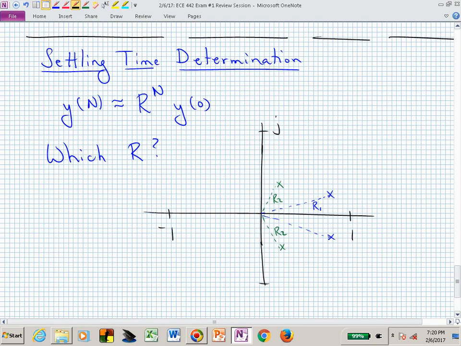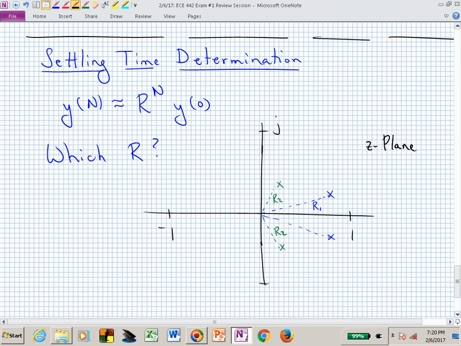Settling time determination. When does a settling time determination even make sense? Now I'm in the Z-plane. Under what conditions is it even reasonable to talk about settling time?